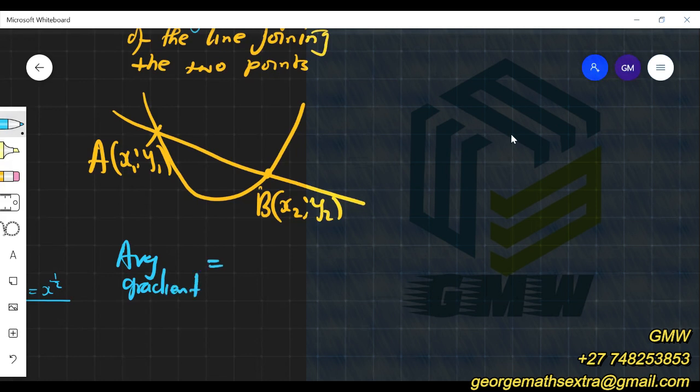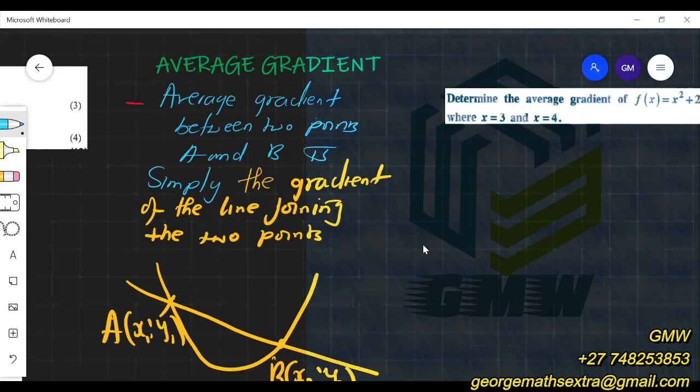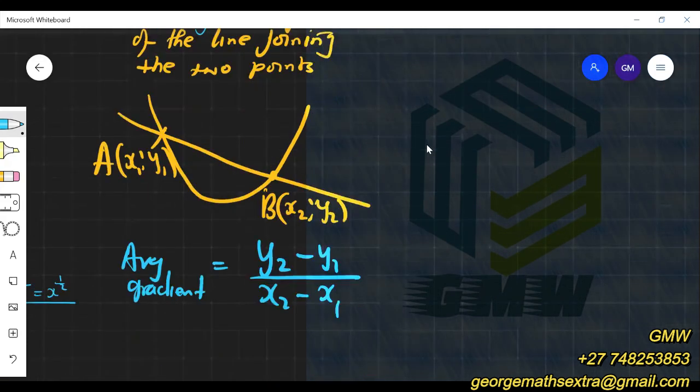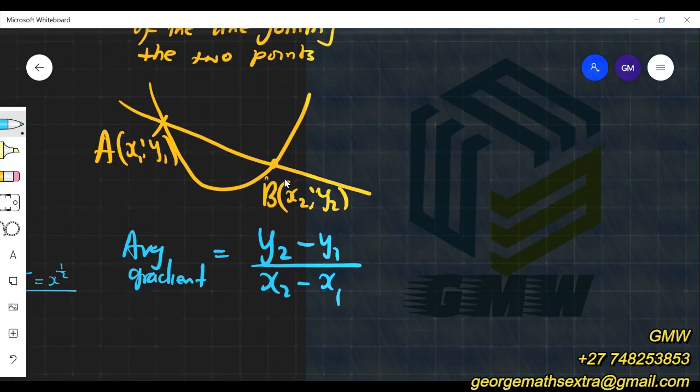So the definition I gave on top said, it is simply the gradient of a line. We know that the gradient of a line is given by change in y over change in x. So if you don't know the meaning of the word average gradient, the question would seem difficult, but you're already being asked something you know, right? So average gradient is just change in y over change in x. You get this?